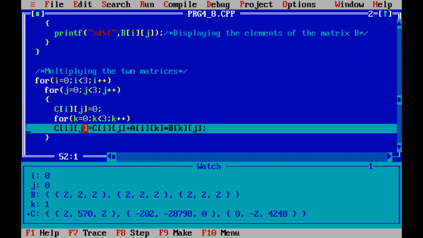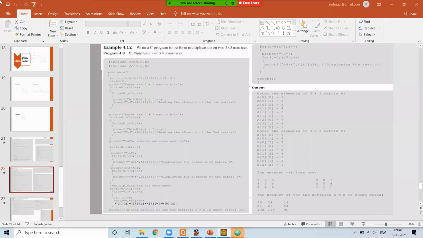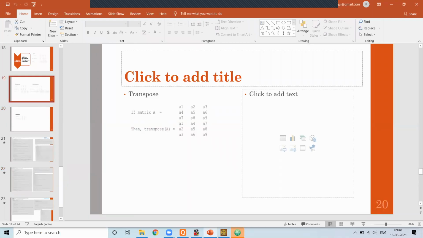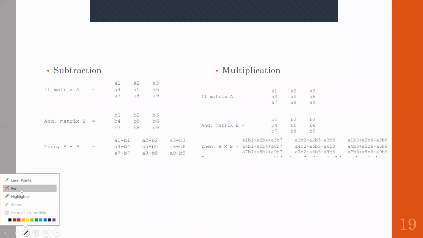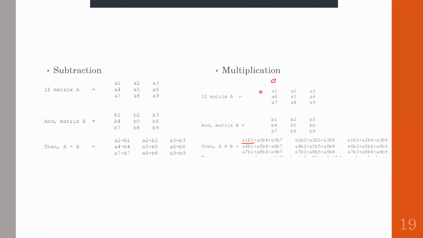But still the multiplication operation is not over. We have multiplied A1 into B1. Now we need to add this result with A2 into B4. What we performed first was the 0th row, 0th column, and 0th row, 0th column.